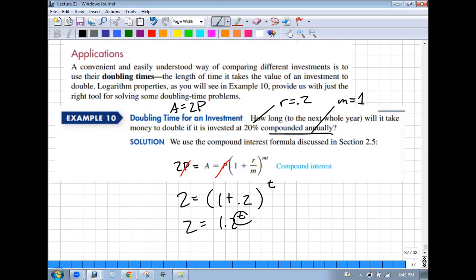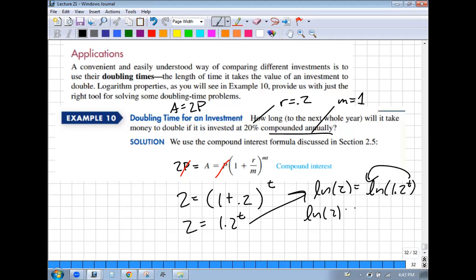How do we get the T? What we can do is take the natural log of both sides, because now we can take the T and put it out front. T natural log 1.2. So the T here is going to be natural log of 2 over natural log of 1.2. That's the time it takes to double your money. Notice you have this 2 in there. That comes from the doubling of money.